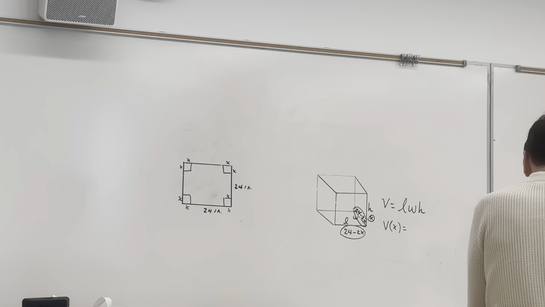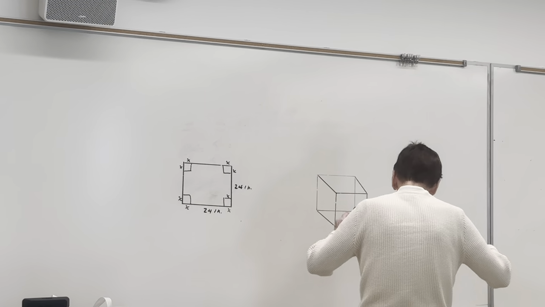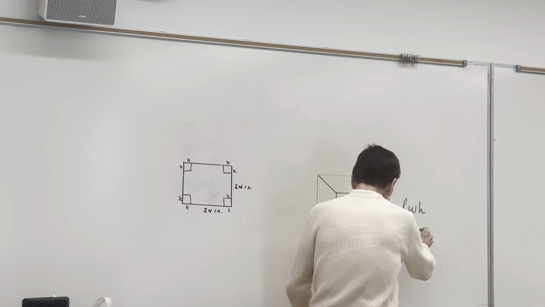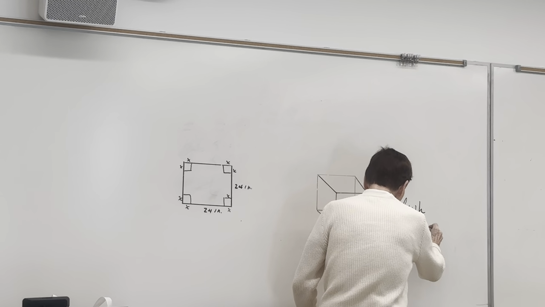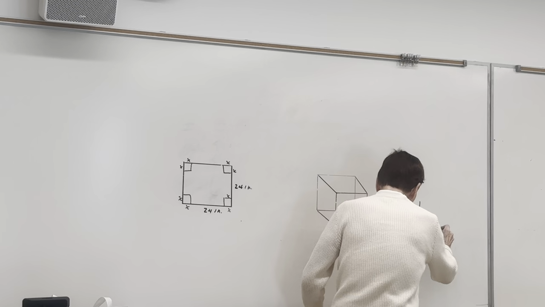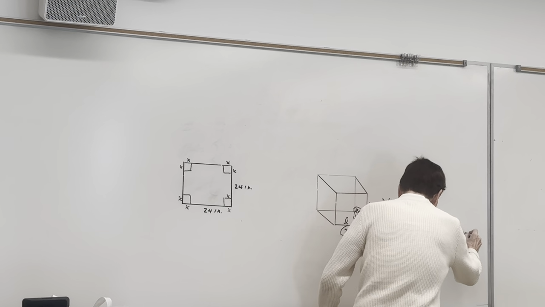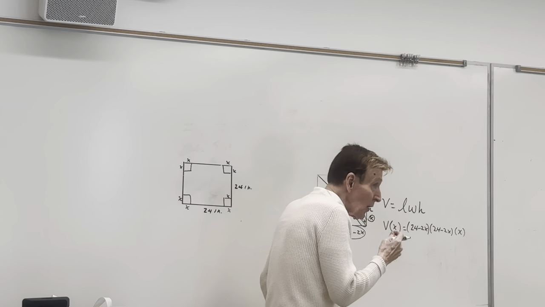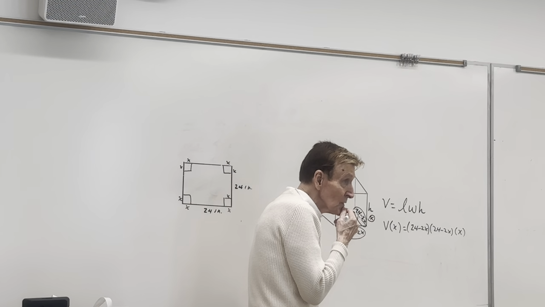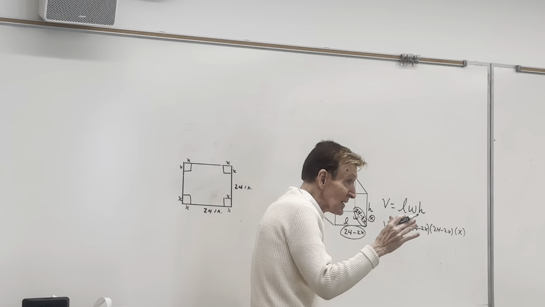Now the volume says, I mean, you guys said, Professor, just multiply length times width times height. No problem. This is my length. This is my width. This is my height. And Jonathan, all that's in terms of X. Yep. Okay. Now, I'm not going to ask you to multiply it out today.